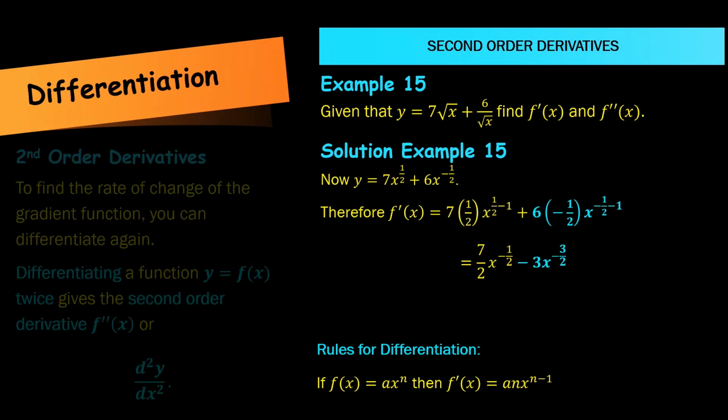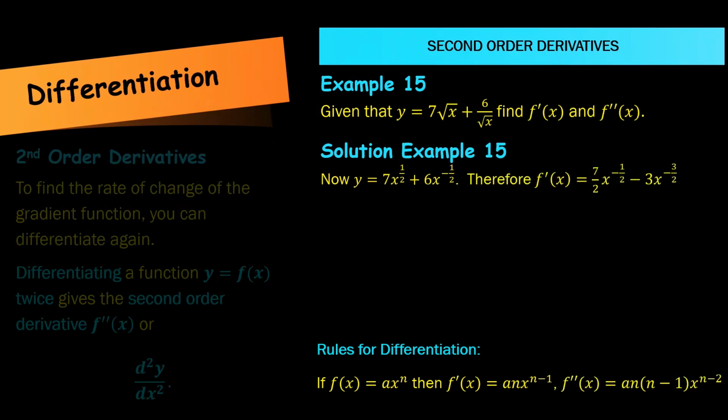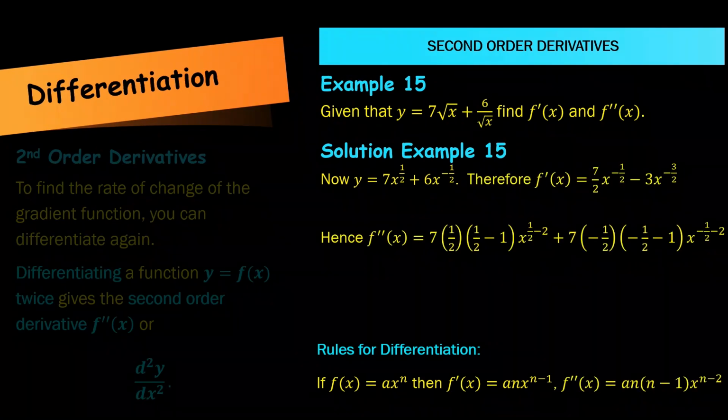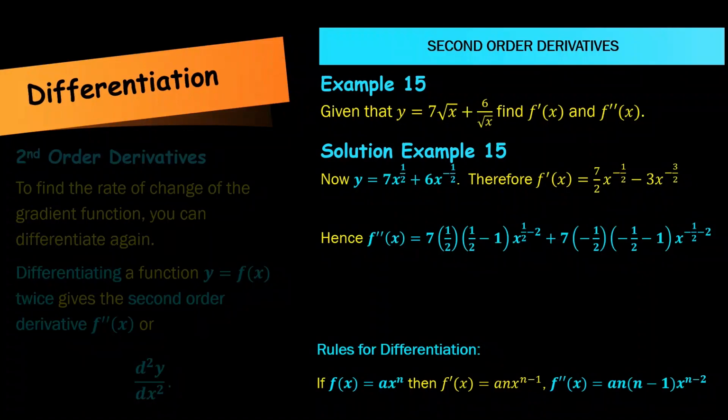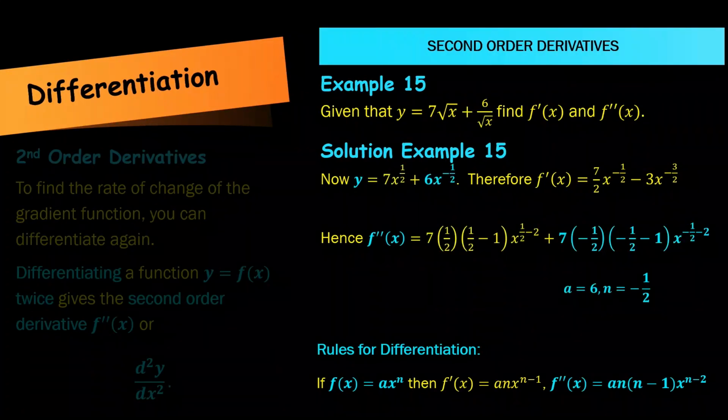And differentiating again, using the formula for f double dash of x, and applying it to the first term, gives us 7 times a half minus 1 times x to the power half minus 2. And applying it to the second term gives us 7 times minus a half times minus a half minus 1 times x to the power minus a half minus 2.